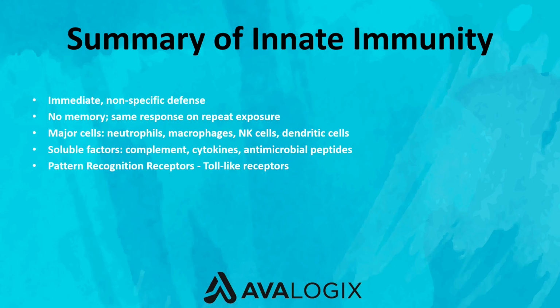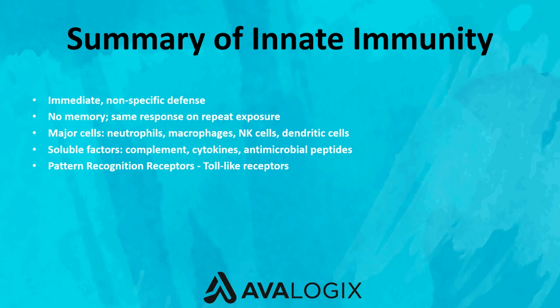They let the innate system sense danger quickly and efficiently. Third, there's no memory. If you're infected with the same virus twice, the innate immune system will respond exactly the same way both times. It doesn't remember the invader. That job belongs to the adaptive immune system, which we'll dive into shortly.